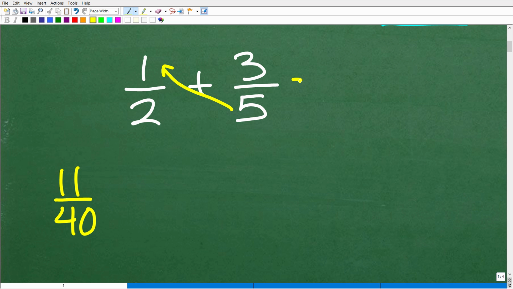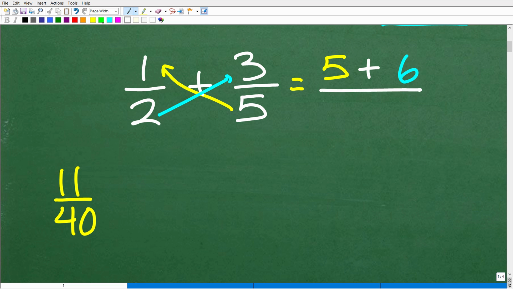So 5 times 1 is what? That is 5. We're kind of building our numerator right here. All right, so now you're going to go this way. 2 times 3, that's 6. And because this is an addition problem, we're going to put a plus right there. So this little crisscross pattern right here is building our numerator.